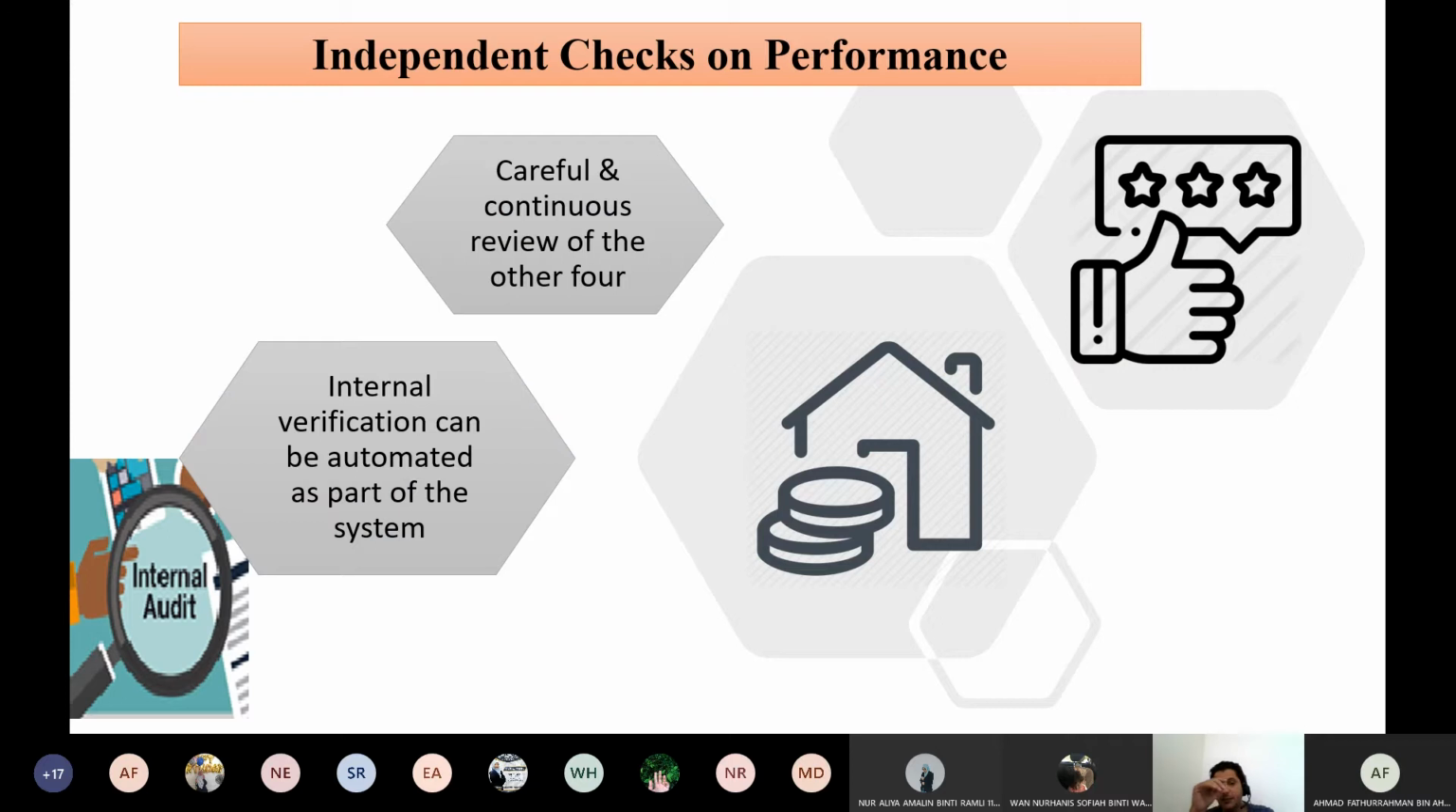Okay, so the next activity is about independent checks on performance. This means careful, continuous review of the other four components of internal control. Other than that, internal verification can be automated as part of the system.